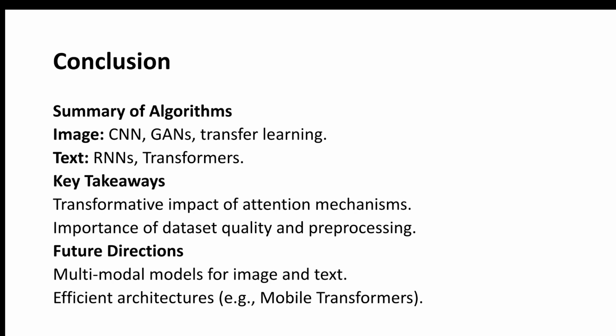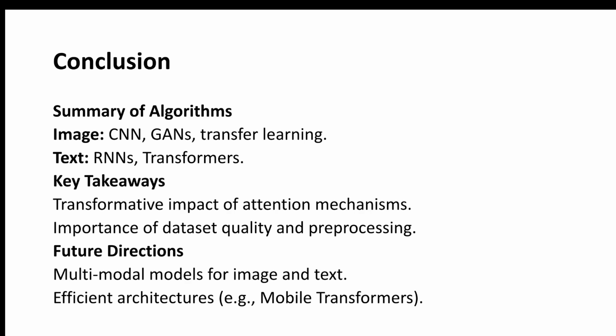The conclusion of this presentation is a summary of algorithms. We have discussed the different algorithms which are used for image and text, like CNN, GAN, transfer learning, RNN, and transformer. The key takeaway from this presentation: the transformative impact of the attention mechanism, as well as the importance of data quality and pre-processing.